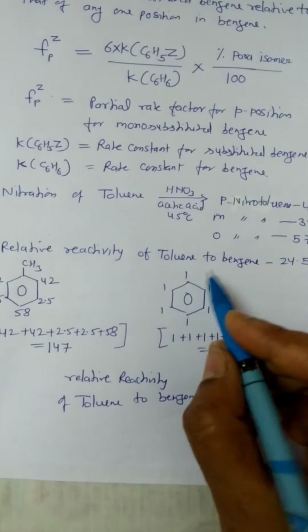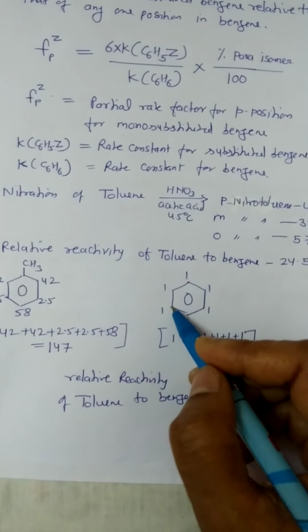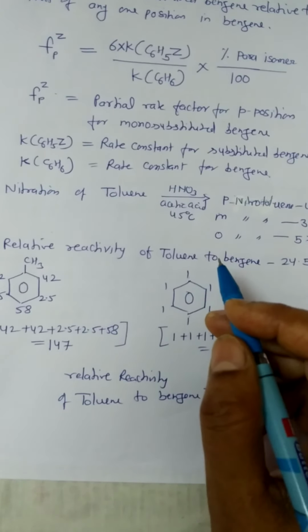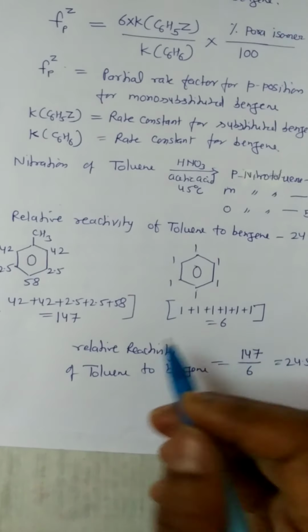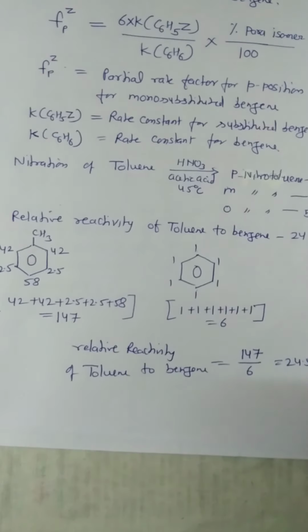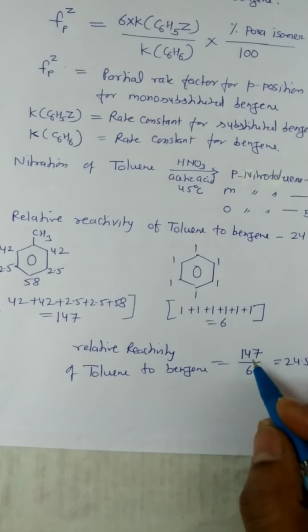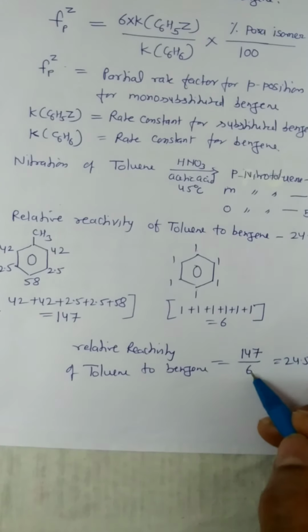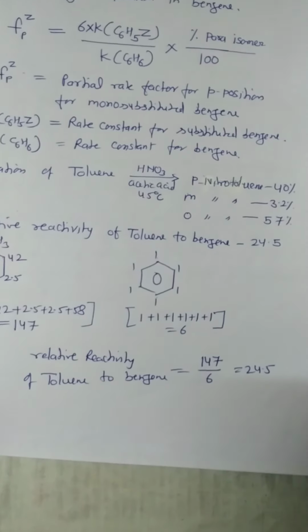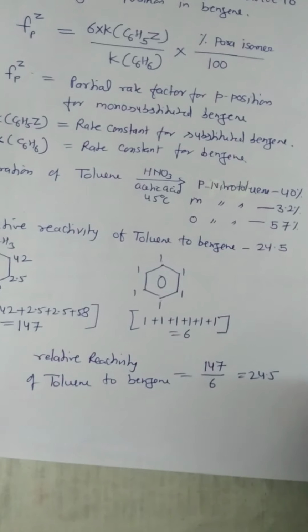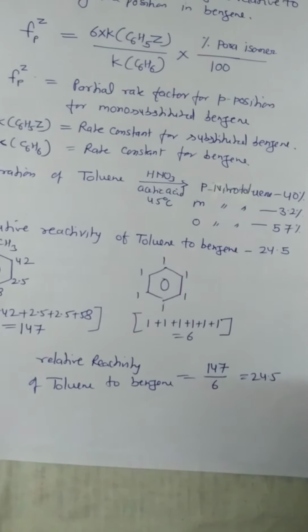In case of benzene, the relative reactivity is 1 at all the positions because all the carbon atoms are equal. Therefore, the relative reactivity of toluene to benzene is obtained by dividing 147 by 6 and we get 24.5. It is the relative reactivity of toluene to benzene.